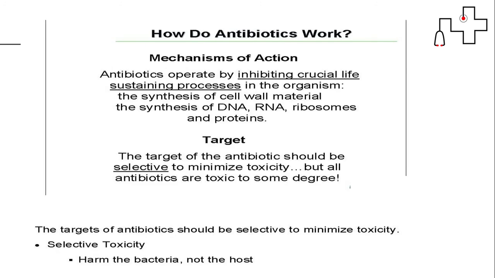So how do antibiotics work? Mechanism of action. Antibiotics operate by inhibiting the crucial life-sustaining processes in the organism. These processes could be synthesis of cell wall material, synthesis of DNA, RNA, ribosomes and proteins. These are all essential for the survival of the bacterial cell. And the target of the antibiotic should be selective to minimize the toxicity. But all antibiotics are toxic to some degree.